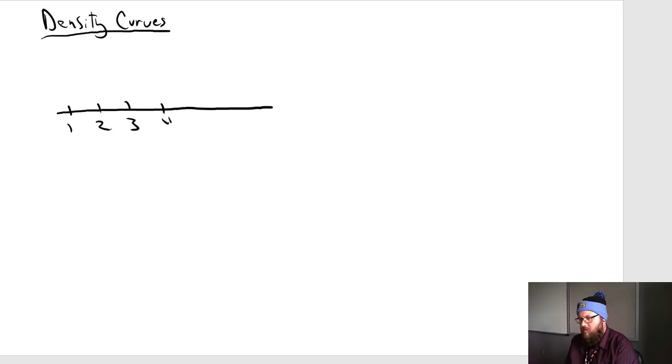So a density curve is going to mean that everything in the area is going to add up to 1, or 100%. So for this, let's think about rolling a die. You roll a die, and there are 6 sides to it. Let's draw this out here. So we got a line here, and we got 1, 2, 3, 4, 5, 6. So there's 6 sides.